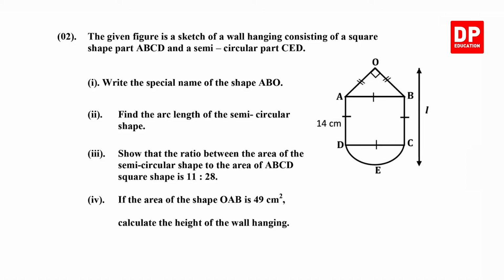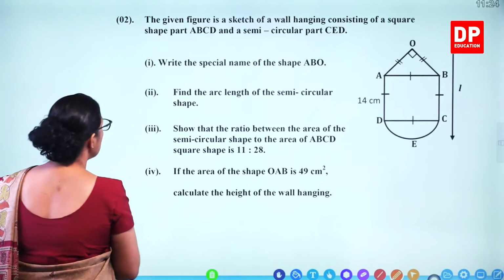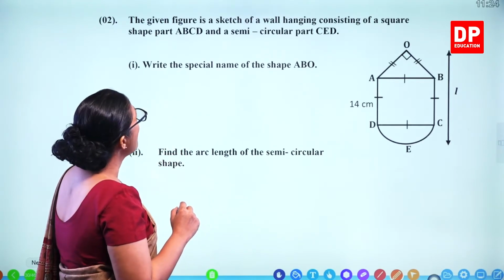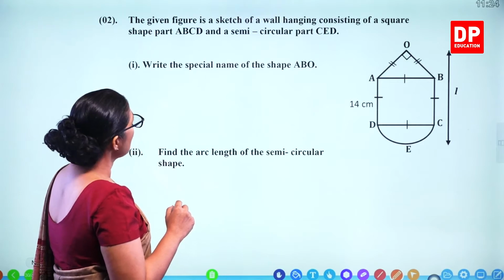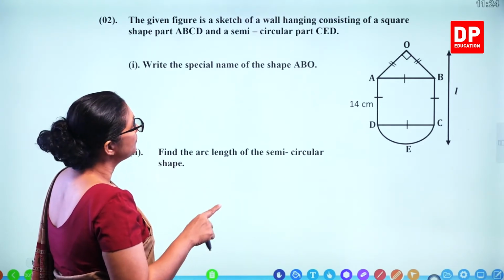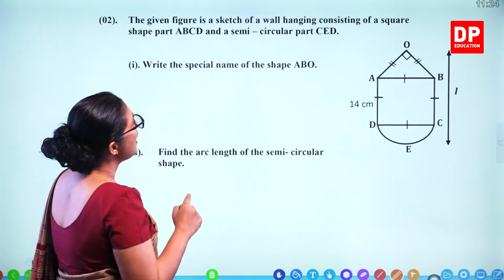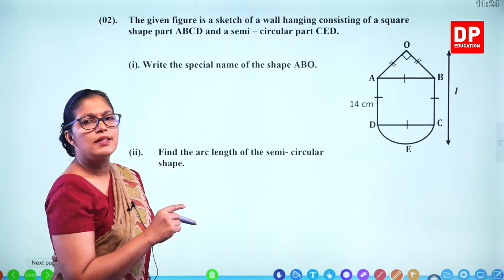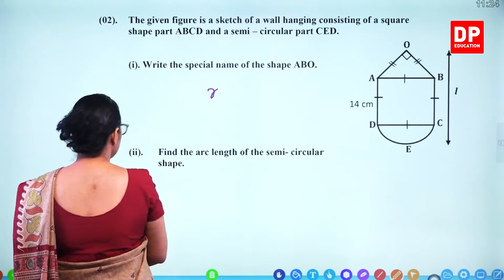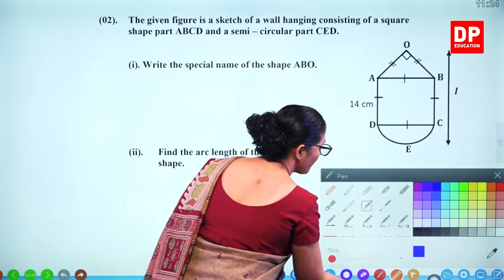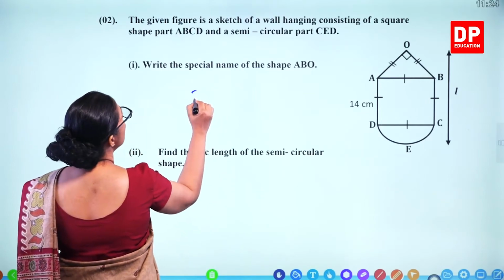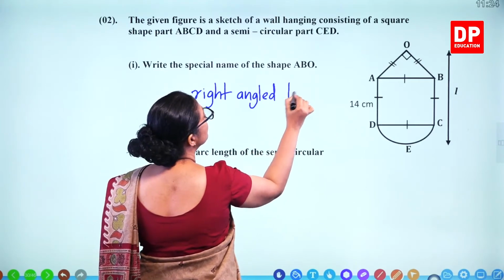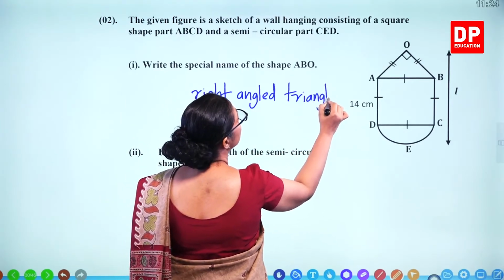This is about area and arc length. The given figure is a sketch of a wall hanging consisting of a square shape part ABCD and a semicircular part CD. Write the special name of the shape ABO. That's a right angled triangle, because 90 degrees is there.